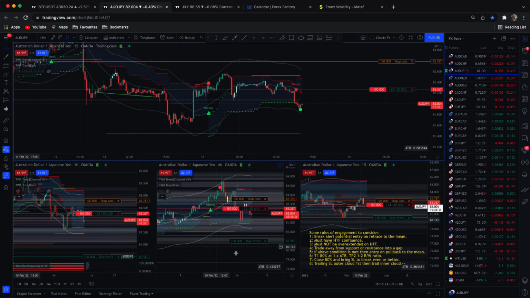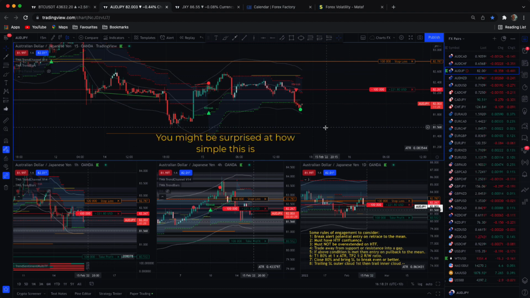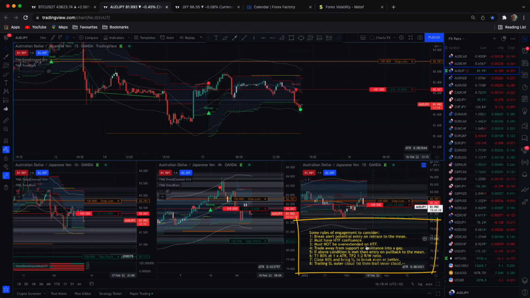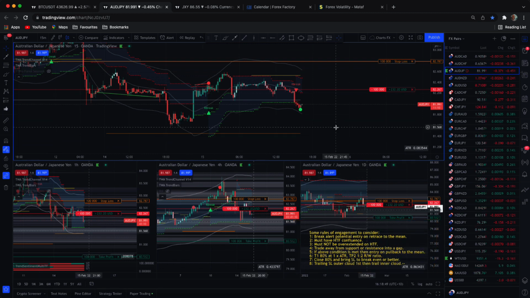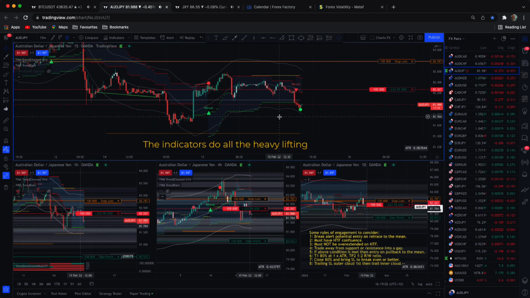This multi-chart layout might look a little bit overwhelming to some of you. You'd be surprised at how simple this is. We have a set of rules, or rules of engagement, down here. It's as simple as working through 1 to 8 steps and repeating the process. That's all there is to it. The indicators do all the heavy lifting. There's nothing we need to do. Just open the chart. We've got our indicators on here, and I'm going to show you how this could be an absolute game changer for you.